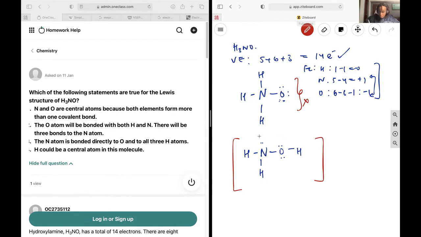The reason why here they both look like the central atoms is simply because I wanted to minimize the formal charge. It had nothing to do with the fact that both can make more than one covalent bond. And that's going to be it.